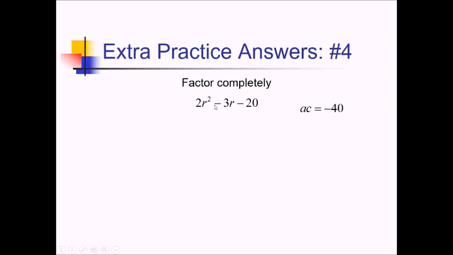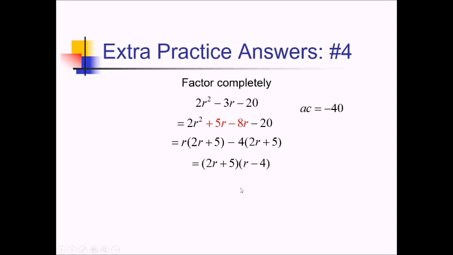So I'm going to split this up then into plus 5r minus 8r. That's the only change from what I started with, just splitting up that middle term. And now that I have 4 terms, I'm going to factor this by grouping. So for my first 2 terms, I'm going to factor out r. That leaves me with 2r plus 5. For my next 2 terms, the last 2 here, I'm going to factor out negative 4. That leaves me again with 2r plus 5. Then I'm going to factor out 2r plus 5 as a common factor. And that leaves the leftovers here, r minus 4, in parentheses next to it. And now this is fully factored.